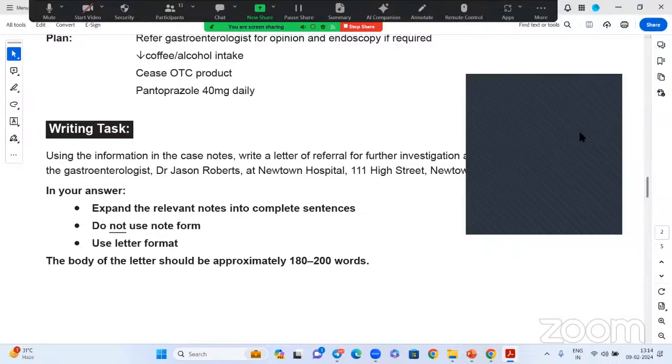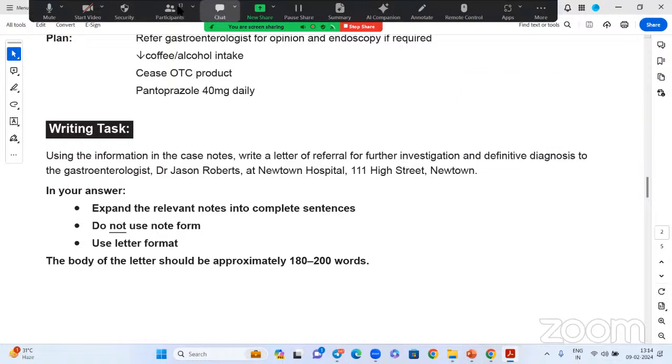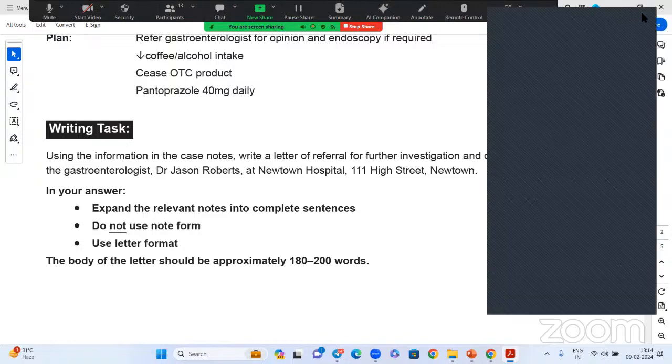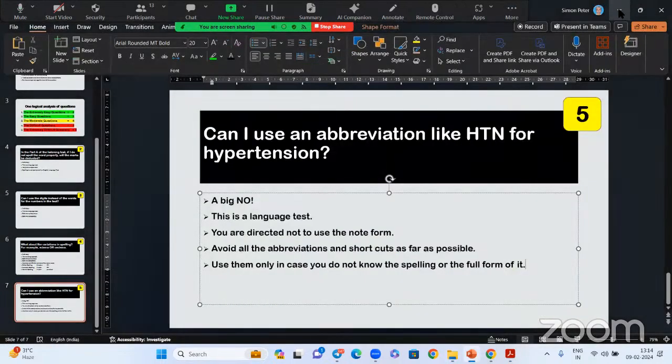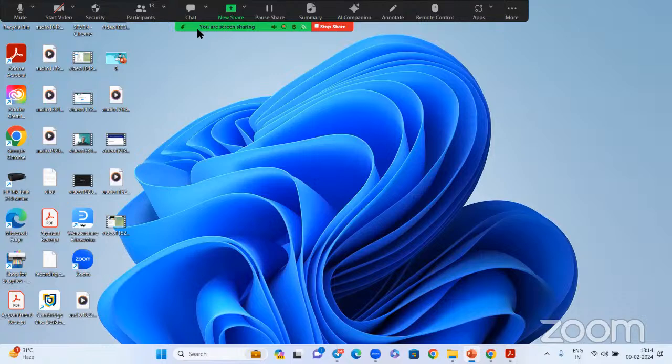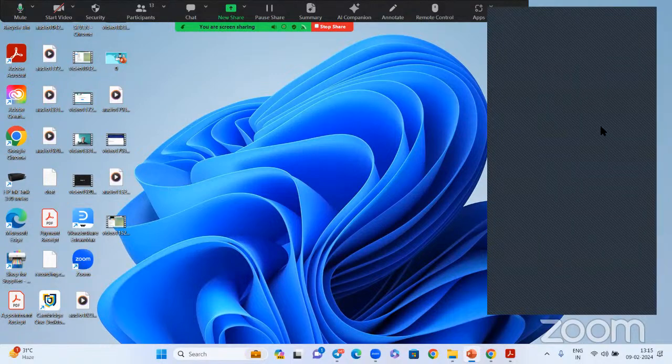Sir, please explain the connectors in the writing session: consequently, subsequently, although, and therefore. Okay, so come on. Here's a question. There are some things called connectors.